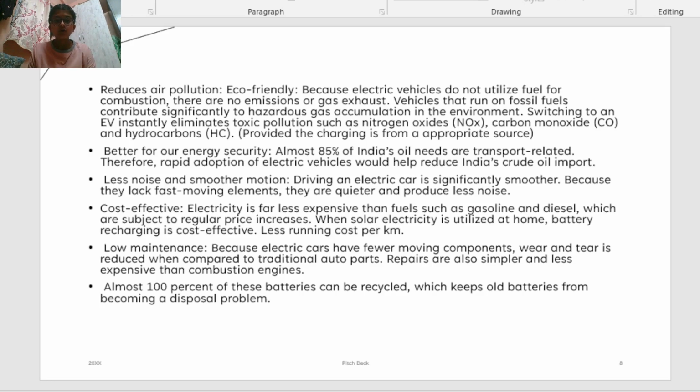Next, we have low maintenance because electric cars have fewer moving components. Wear and tear is reduced when compared to traditional auto parts. Repairs are also simple and less expensive than combustion engines. Almost 100% of these batteries can be recycled, which keeps old batteries from becoming a disposal problem.